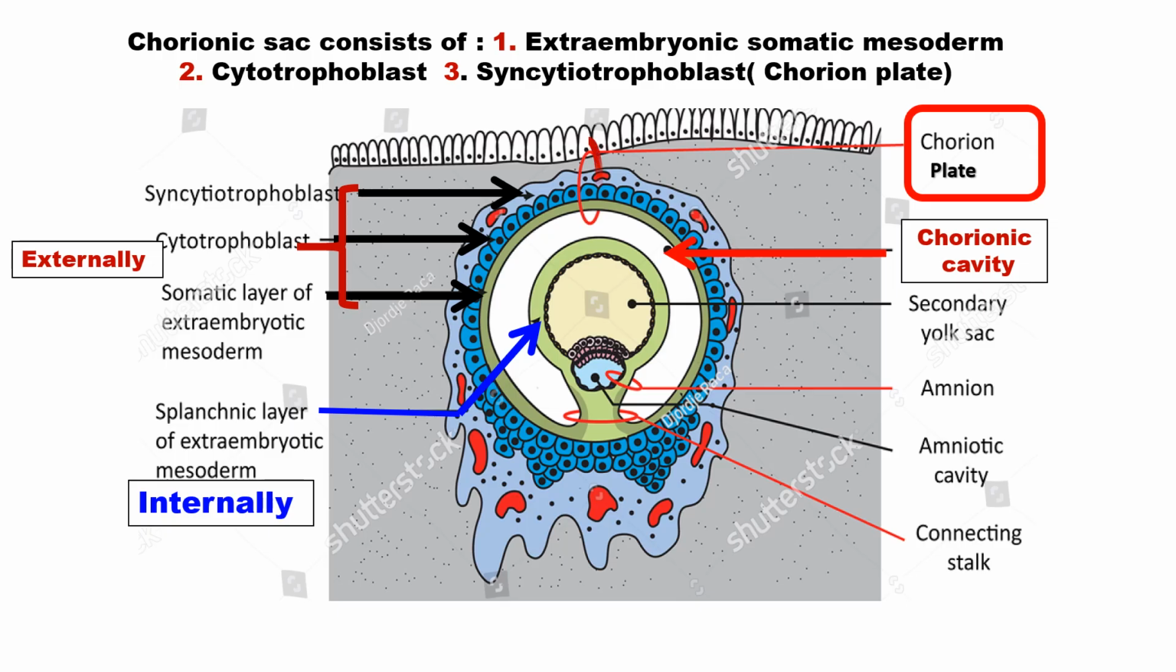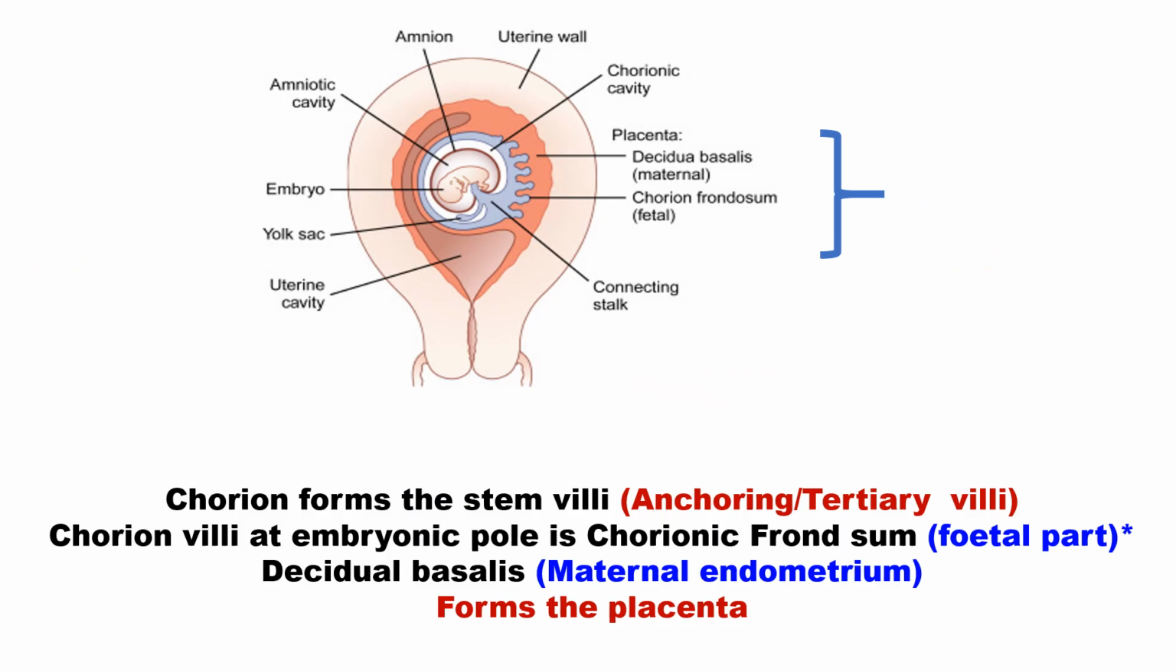These three layers together form the chorionic plate from which the villi arise, and therefore the villi are known as chorionic villi. The chorion forms the stem villi. From the chorion arise the villi, and these villi are the stem villi, or anchoring villi, or the tertiary villi.